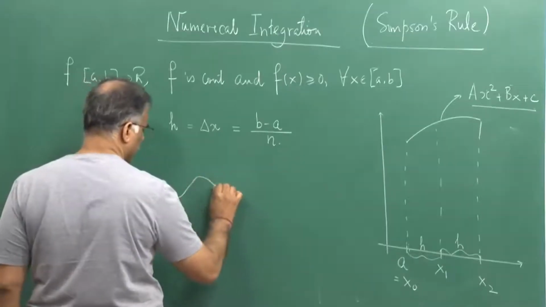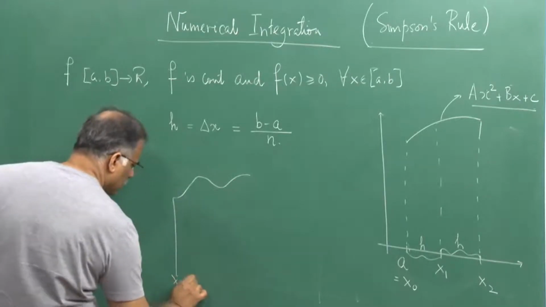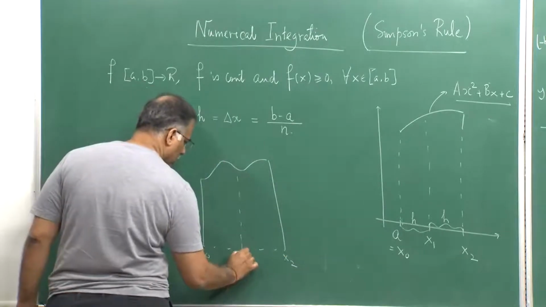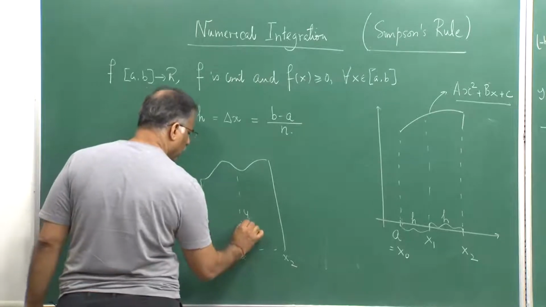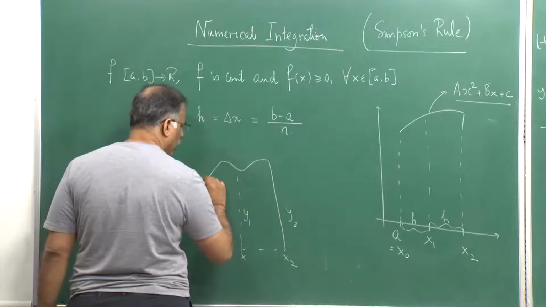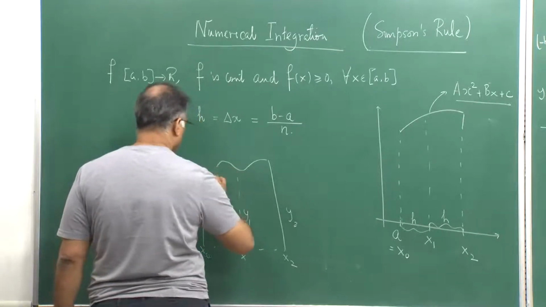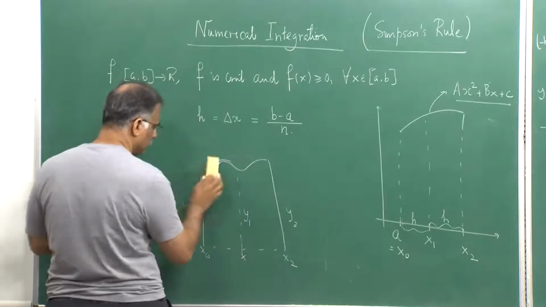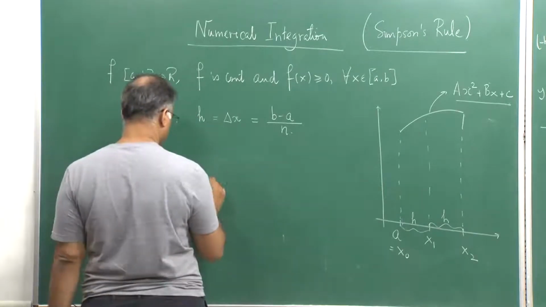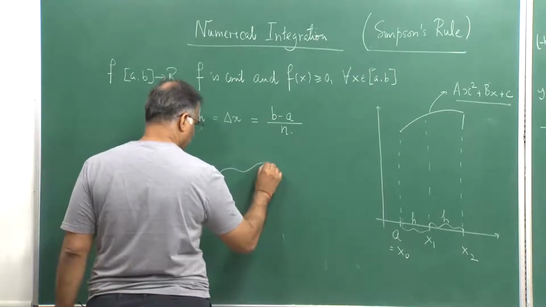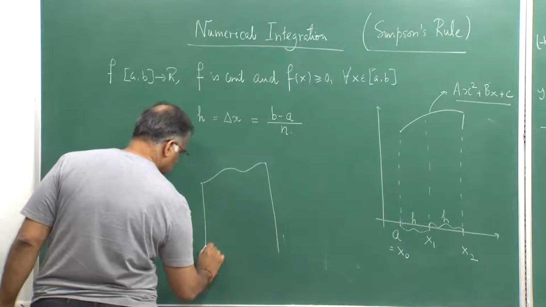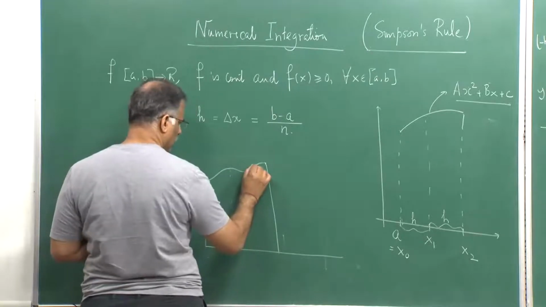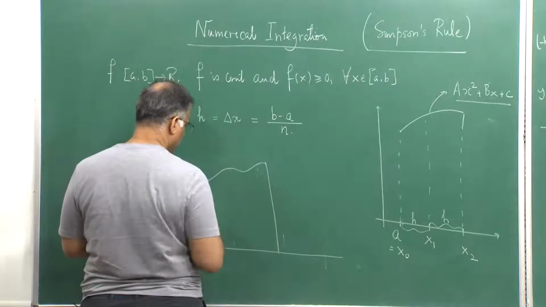See what happens, this is the function between x0 and x2 and this is your x1. So, this is your y0, this is your y1, this is your y2. The idea is that you draw a curve which is quadratic and which takes these values.